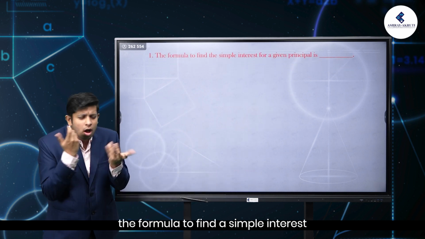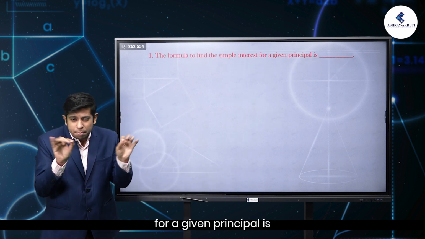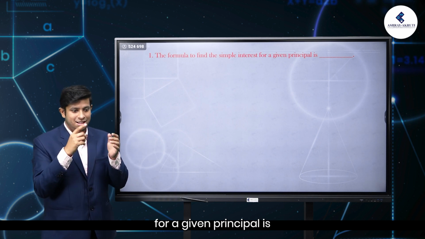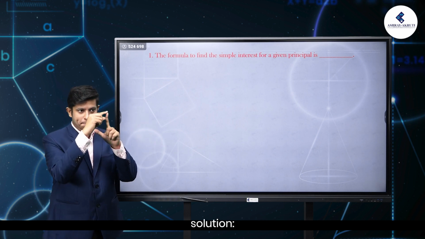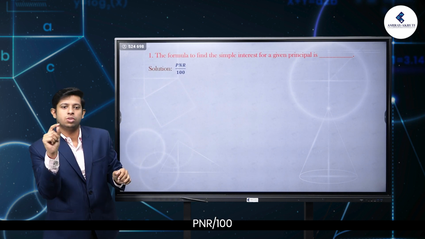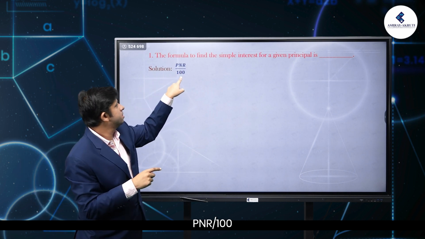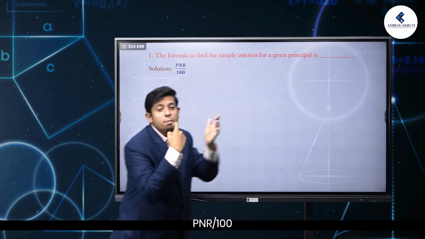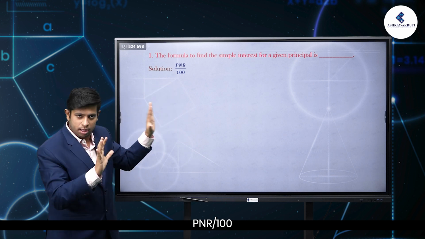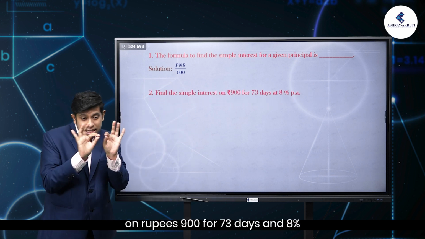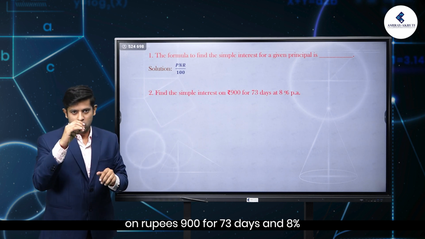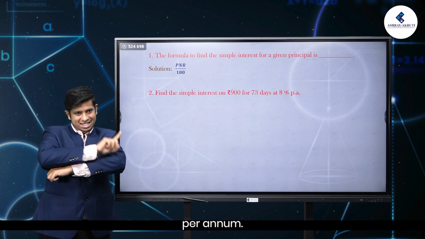The formula to find the simple interest for a given principal is I equals PNR by 100. Find the simple interest on rupees 900 for 73 days at 8% per annum.